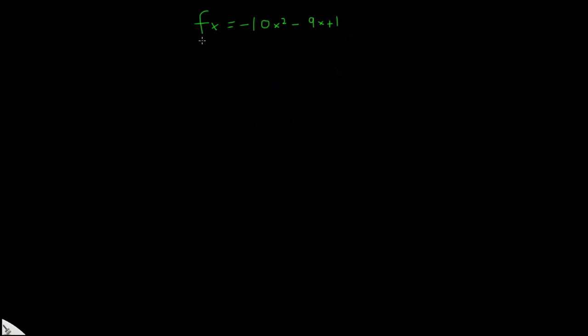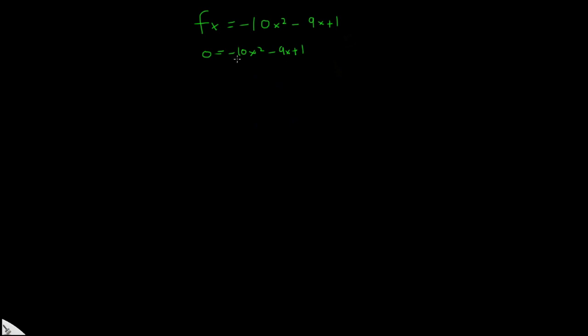So x intercepts in a quadratic equation, there are 2 roots, and to find this you can switch the f of x to a 0. So you can call it 0 is equal to negative 10x squared minus 9x plus 1.